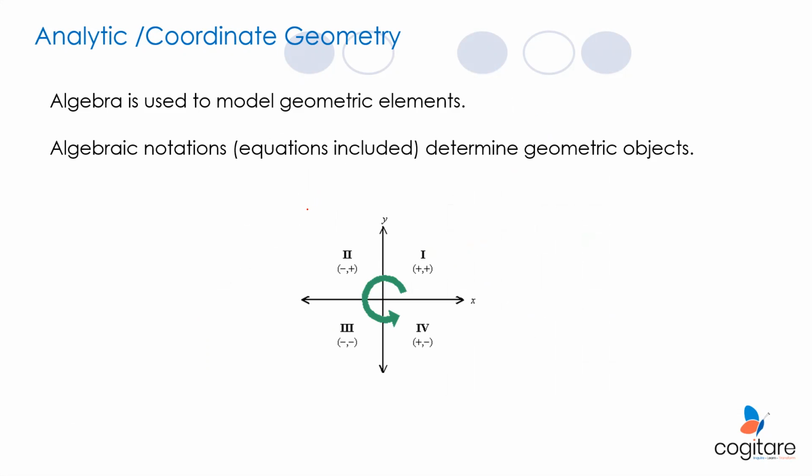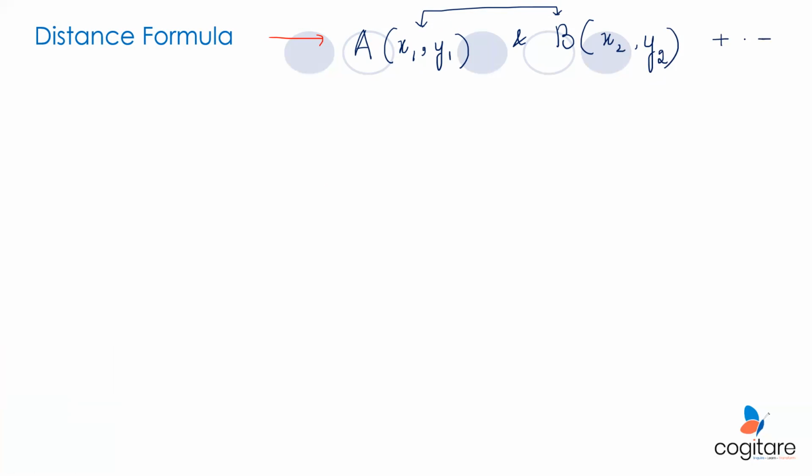All these can be used to describe geometric objects. Fantastic. Okay. Now let's directly jump into the distance formula. What does this formula help us do? If we have any two random points, let's say point A with coordinates x1 and y1 and point B with coordinates x2 and y2, then this formula will tell us what the distance between these 2 points could be.